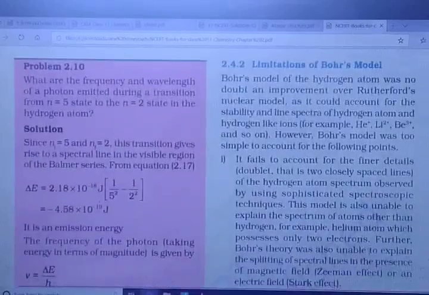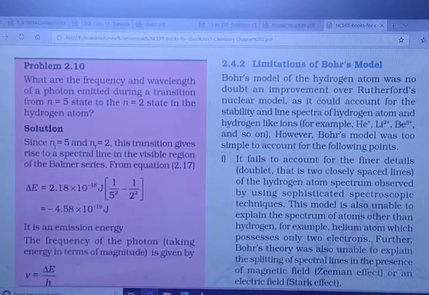Now come here, there are some questions. As we have already seen the formula of delta E, what is the value of delta E? Delta E is equal to 2.18 into 10 to the power minus 18 joule into 1 upon n1 square minus 1 upon n2 square, right? Here there is a question. What are the frequency and wavelength of a photon emitted during a transition from the n equal to 5 state to the n equal to 2 state in the hydrogen atom?